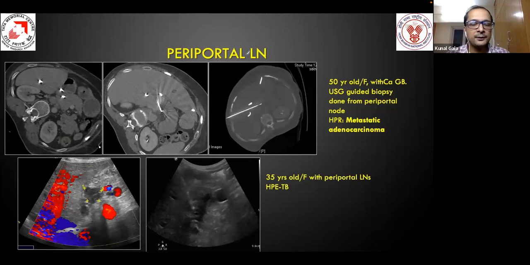So as I told, if it is a periportal or peripancreatic lymph node, these are two different patients where the lymph nodes are located in the periportal region. Either we can do it with the help of CT scan guidance, or if the lymph nodes are located clearly on ultrasound, ultrasound is preferred because it is real time and easily accessible. So this turned out to be metastatic adenocarcinoma, and this turned out to be tuberculosis.